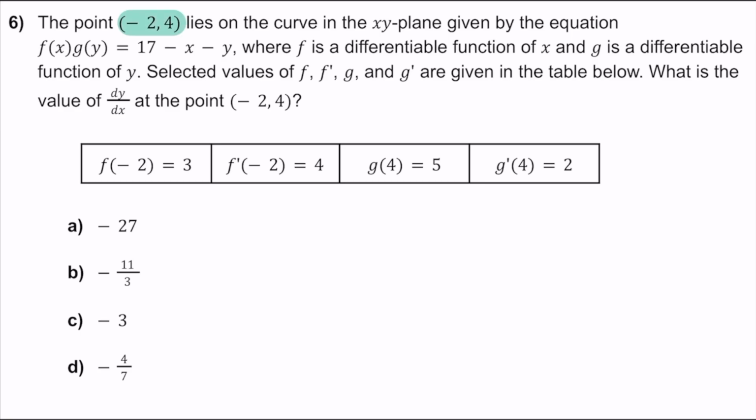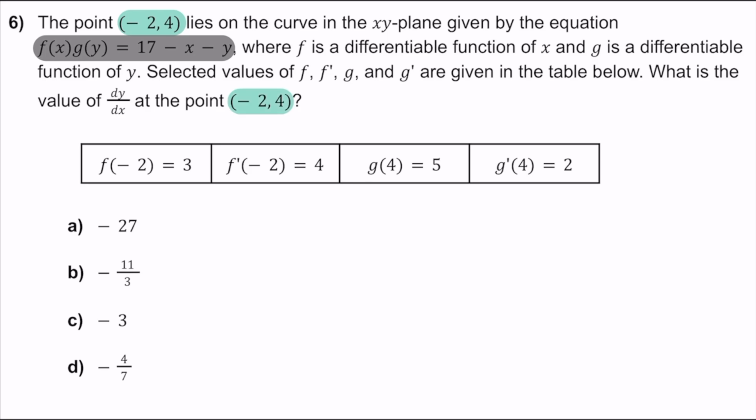Alright, so the point (-2, 4) lies on the curve in the xy plane given by the equation f of x times g of y is equal to 17 minus x minus y, where f is a differentiable function of x and g is a differentiable function of y. Selected values of f, f prime, g, and g prime are given in the table below. What is the value of dy/dx, or the derivative at the point (-2, 4)?